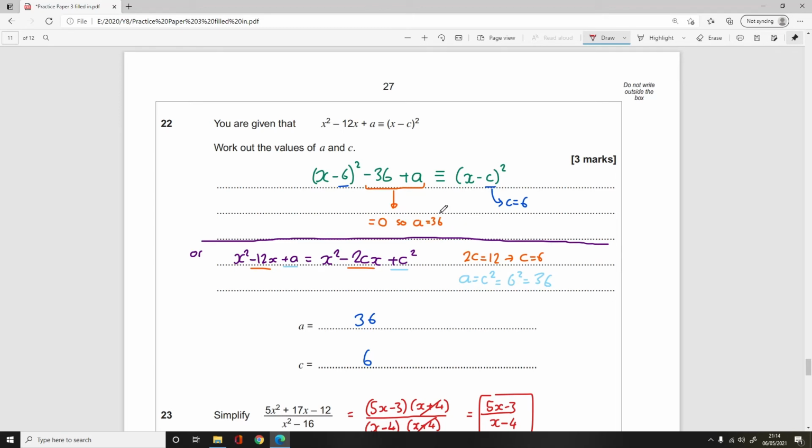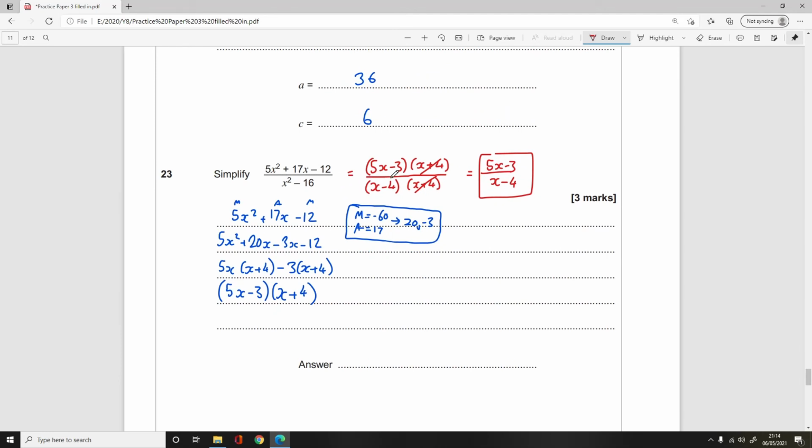Or maybe the way that might appeal more to you is expand the right hand side and compare stuff directly. So we've got x squared on the left, x squared on the right. We've got 12x on the left and 2cx on the right. So that tells you 2c is 12 and c is 6. And on the left we've got a, and on the right we've got c squared. We know c is 6, so a is 6 squared, which is 36. I think that's probably the way most of you will have gone for. 1 mark for coming up with this, 1 mark for finding c, 1 mark for finding a.